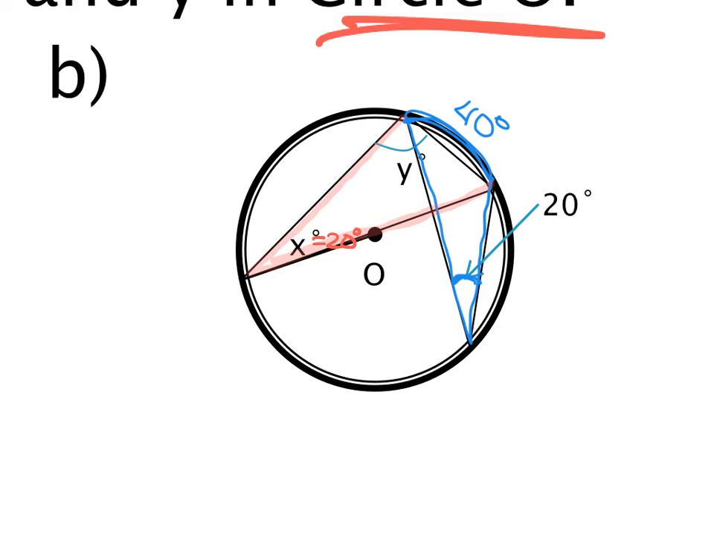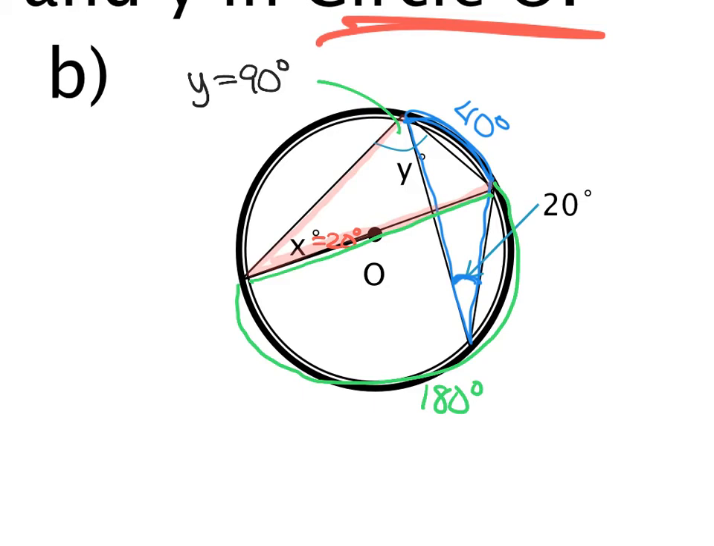And now to find y, I can realize that I have a semicircle right here. So I have a diameter. So this is going to be 180. So when you have a triangle that's inscribed in a semicircle, this angle here is a right angle. So y equals 90 degrees, or half of the 180. Because notice the endpoints of angle y are the diameter.